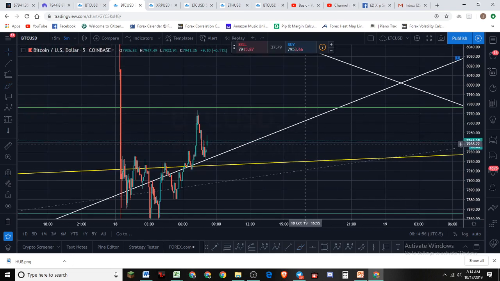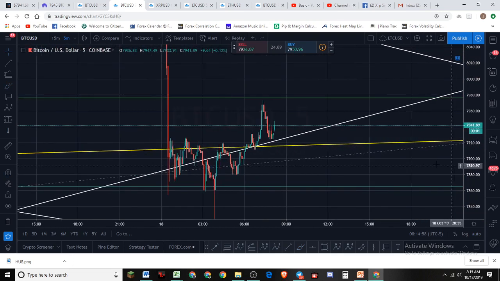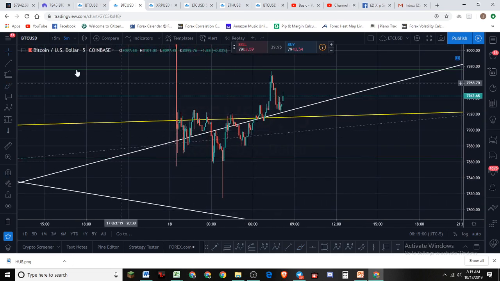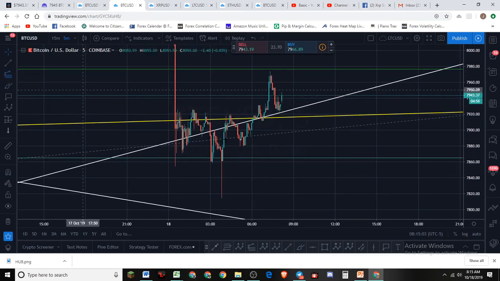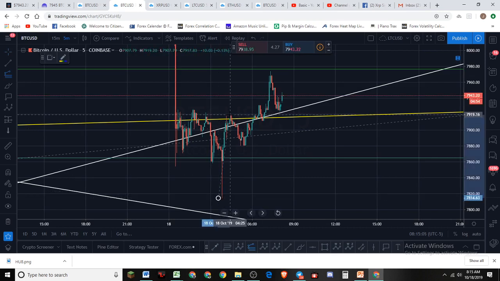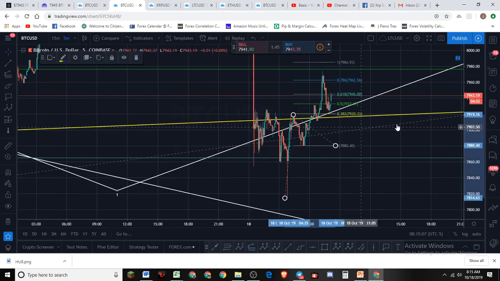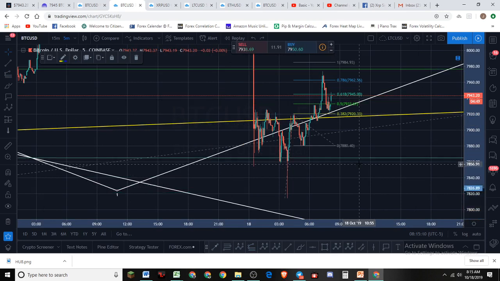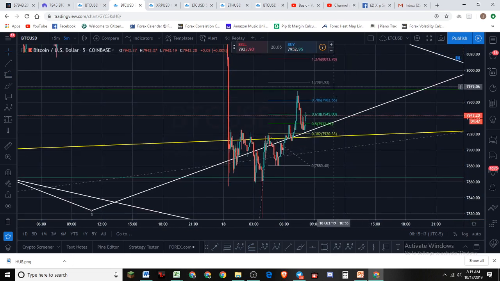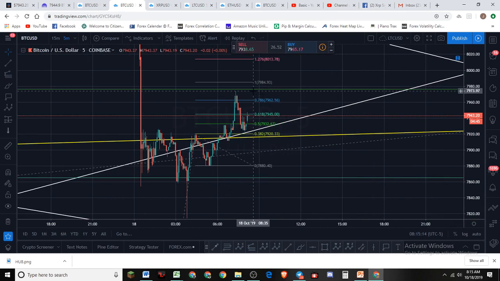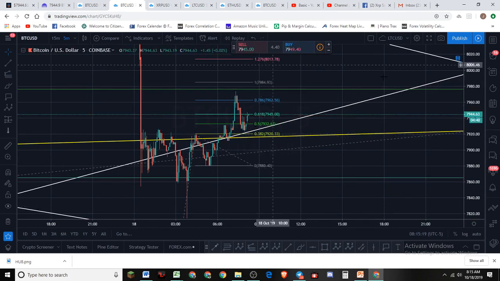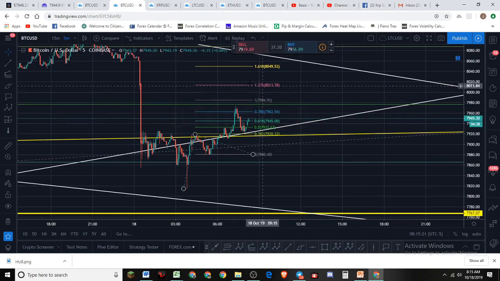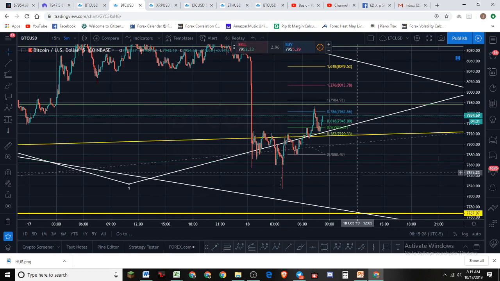Got the yawns pretty bad today. Had a wick down there and a rejection. Getting a good wave to the upside here. Haven't quite hit the 1-to-1 extension yet. Kind of came past the 786. Not sure if that's finished or we're going to come on down from there. We might have another push up to test 8,000 again and then back down. So there you go. That's what we're looking at.